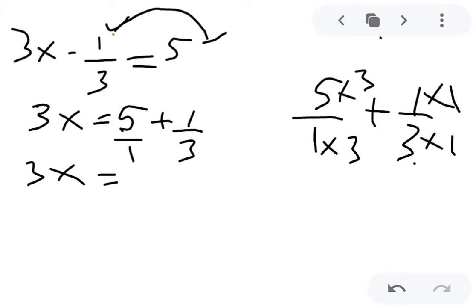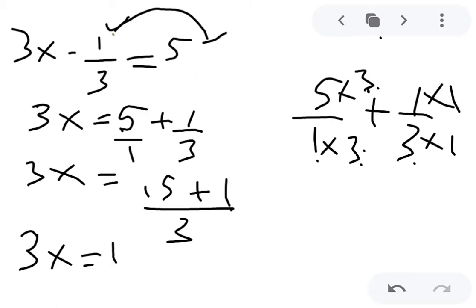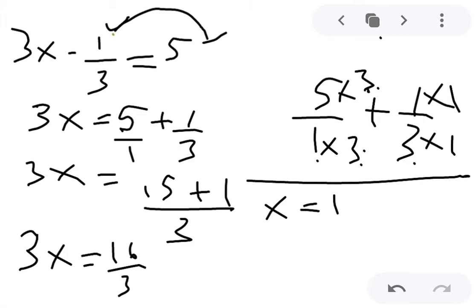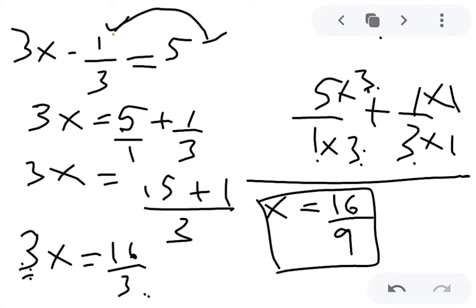So 3 ones are 3, here 1 3s are 3. You have to multiply 3 on both. So ultimately you will get 15 plus 1 upon 3. So you will get 3x is equal to 16 upon 3. And now over here x is equal to 16 upon 9. Have you got it? The 3 which was in multiplication, you just moved it to division. Multiply to divide. This is your answer.